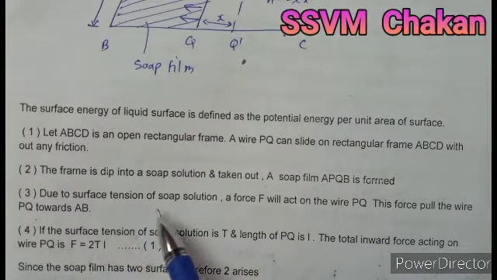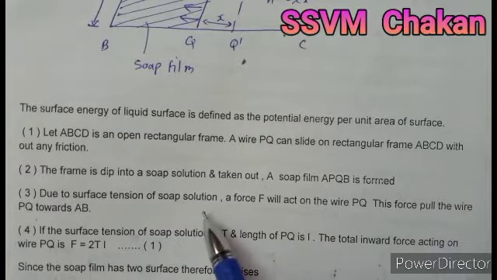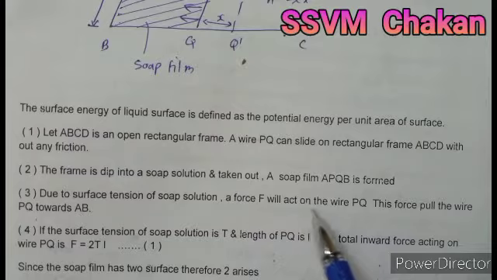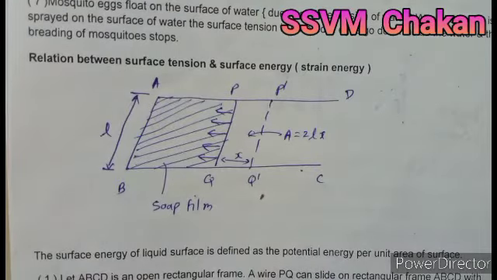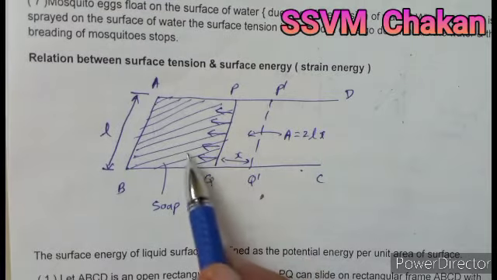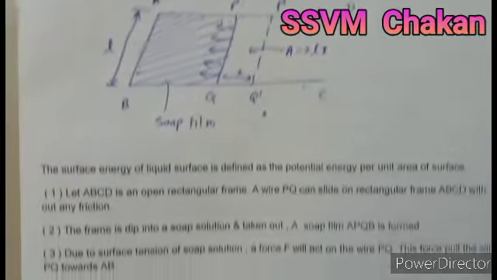Due to the surface tension of the soap solution, a force F will act on the wire PQ. This force pulls the wire PQ towards AB. So this PQ is pulled towards the wire AB.